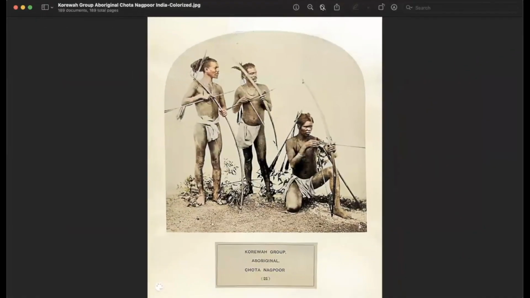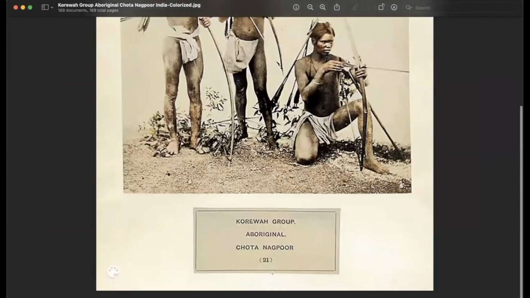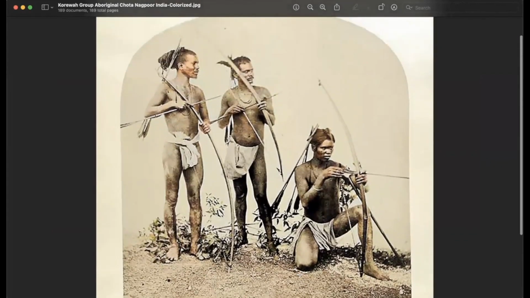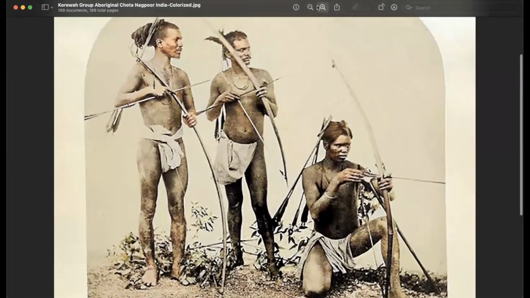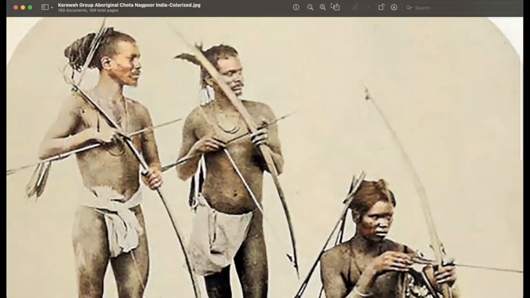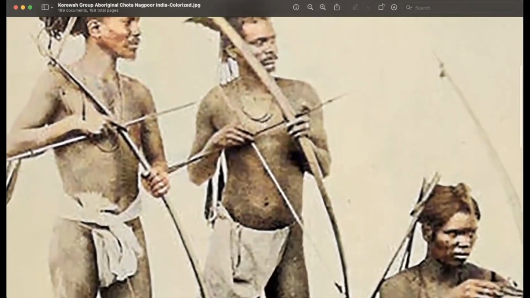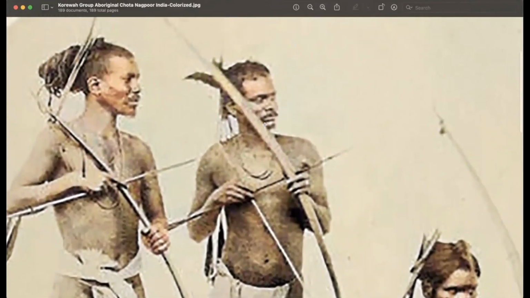Korewa tribal group, it says Aboriginal, from the Chota Nagpur area of India. All right, these are Hindus, all right, Indians, Hindus, all right, these people, they're not from Africa just because they're dark skinned. Hope you guys are starting to understand this major point. You gotta break those misconceptions.